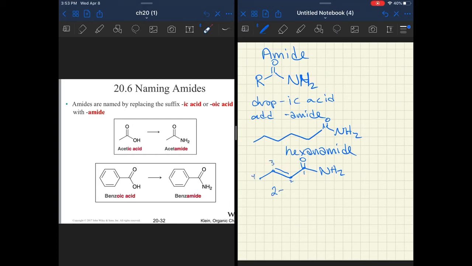This becomes 2-butenamide. You could also put the 2 inside, right? But-2-enamide.